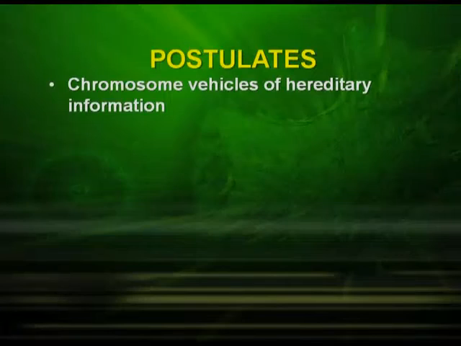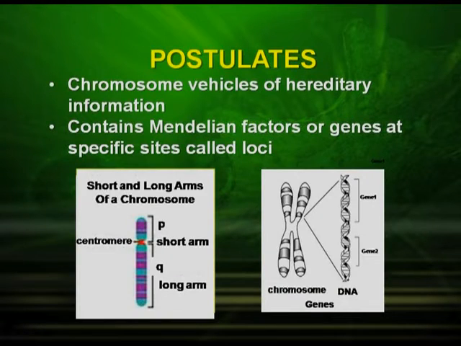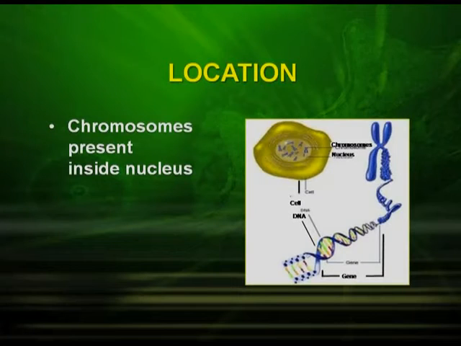Now let us see the important points of the chromosomal theory of inheritance. The chromosomes are the vehicles of hereditary information. They contain Mendelian factors or genes at specific sites called loci. When you look at the picture, the specific sites are there on the chromosomes where the genes are located. Now could you recall where the chromosomes are located? Yes, you have studied the plant and the animal cell. The chromosomes are present inside the nucleus.